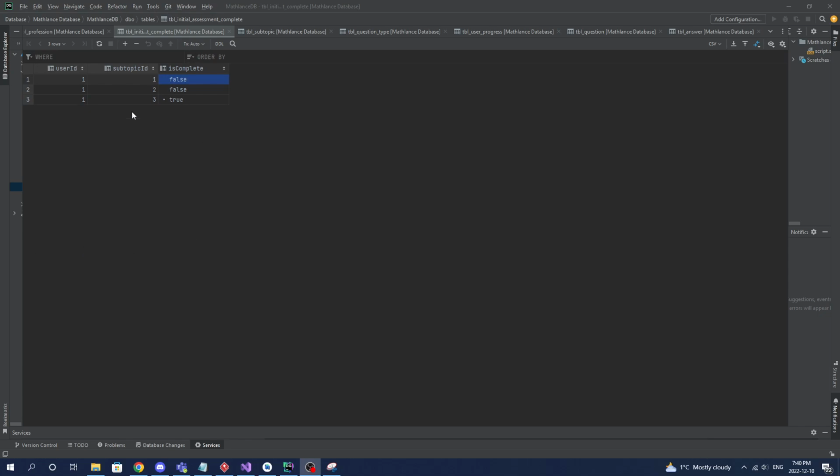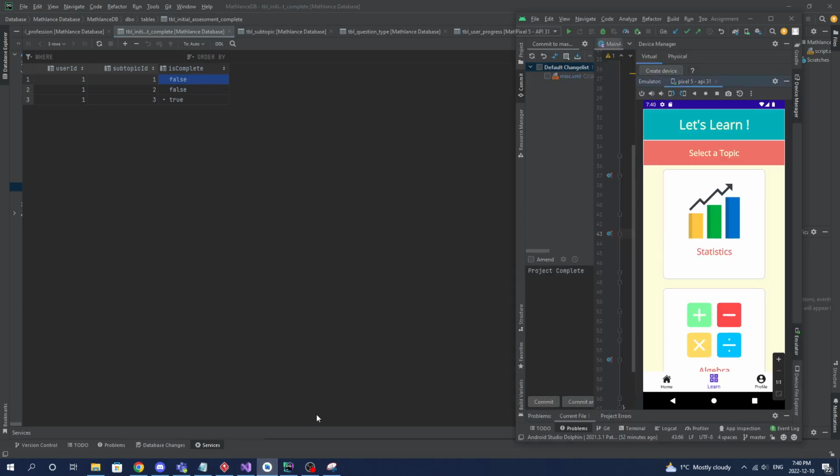So the results of a quiz only get sent to the AI when it is considered an initial assessment, and that is the table that we see here. This table is called Initial Assessment Complete, and for each user and for each subtopic, we just have a little flag here that says, did they complete it? If they didn't complete, so if it's false, that means the next quiz they write, which will be their first quiz, will be considered an initial assessment. So let's take a look at what that means.